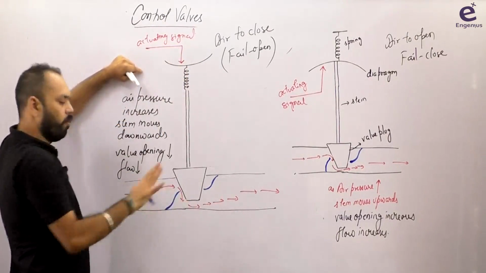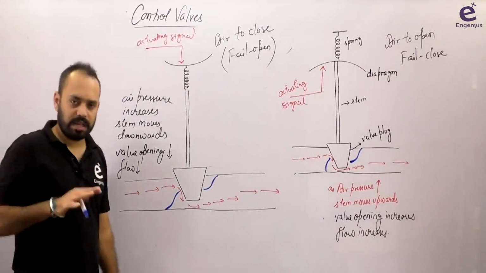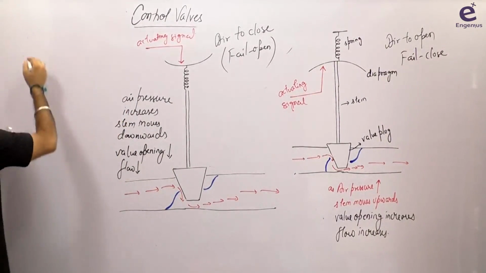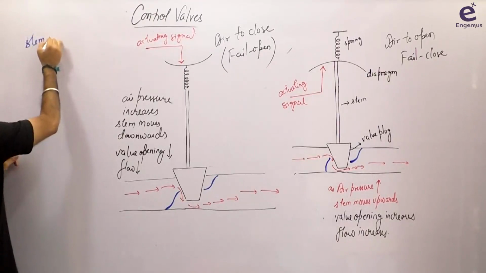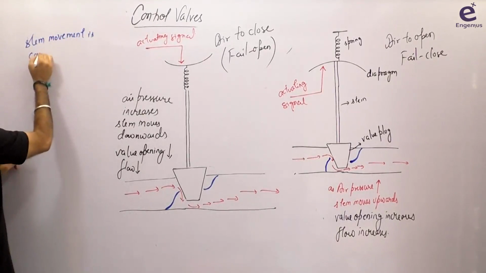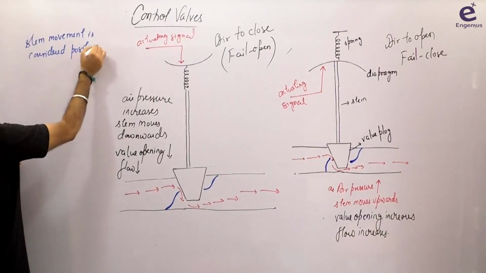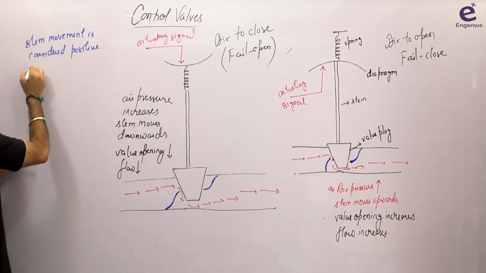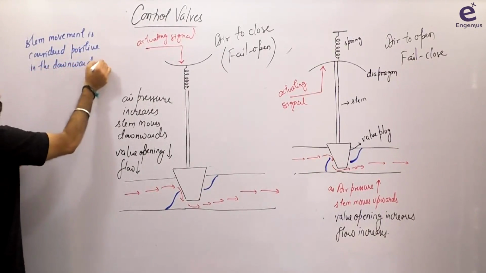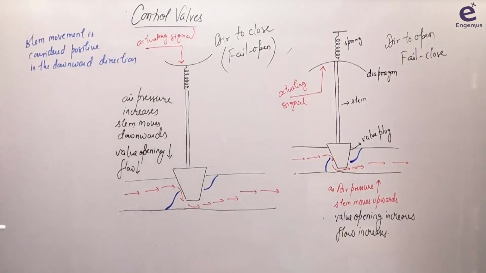After some time, there will be maximum stem movement, right? So generally, we consider the stem movement to be positive in the downward direction, right? Write this down. Stem movement is considered positive in the downward direction. Generally, the stem movement is considered positive in the downward direction.